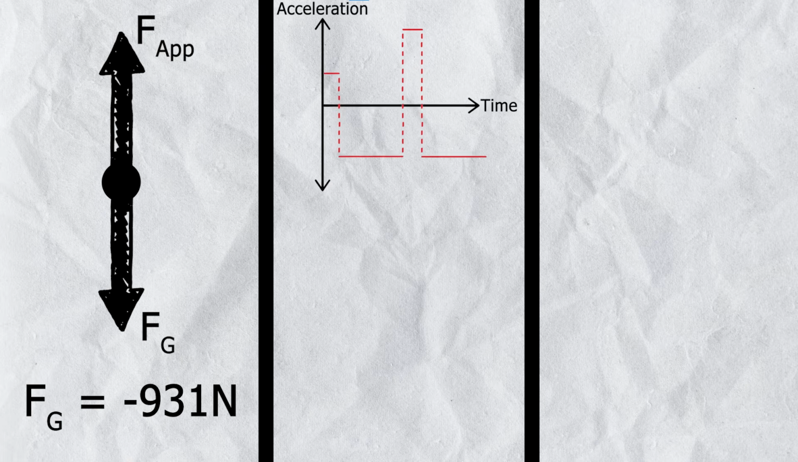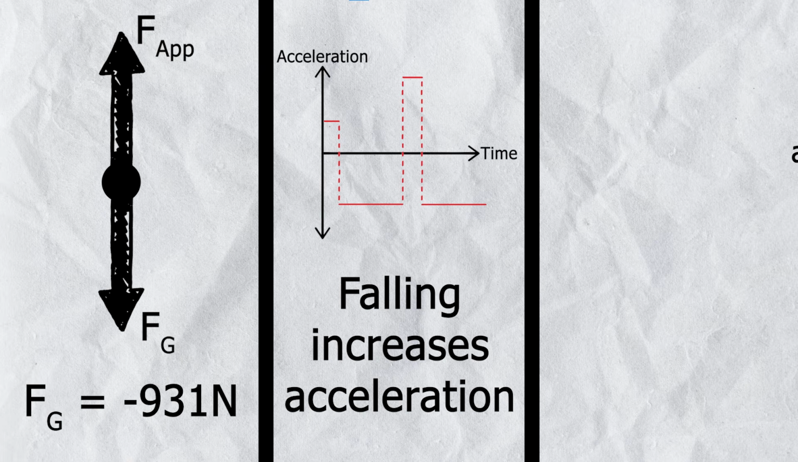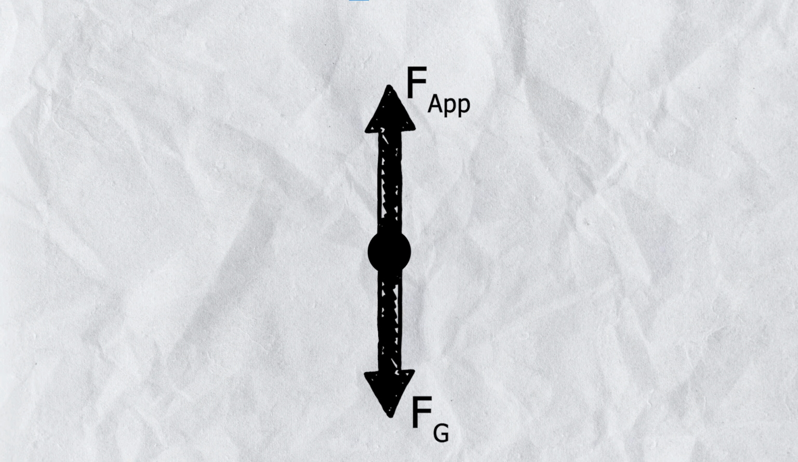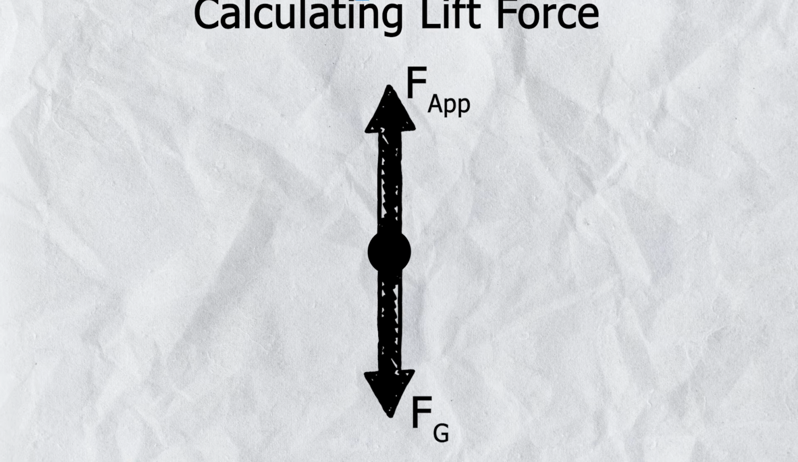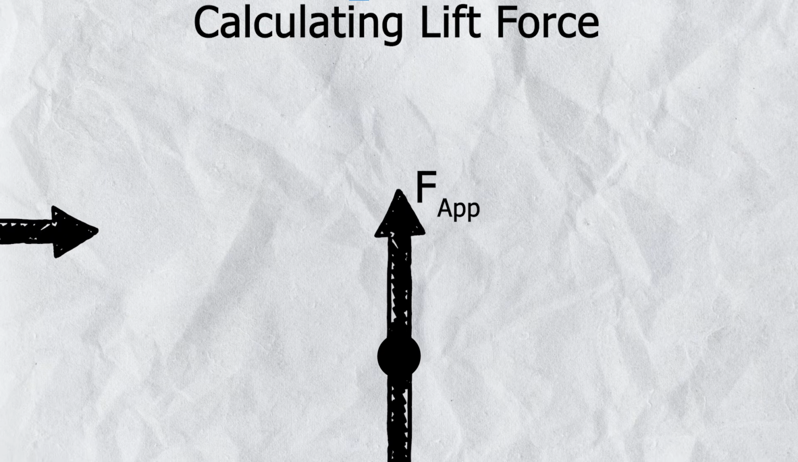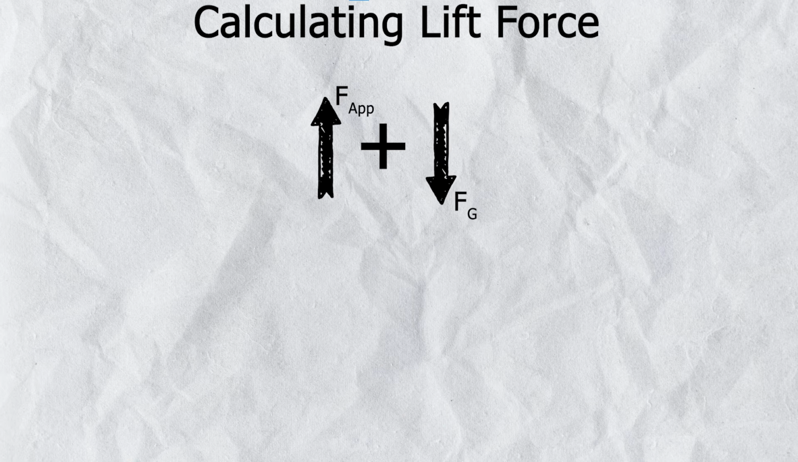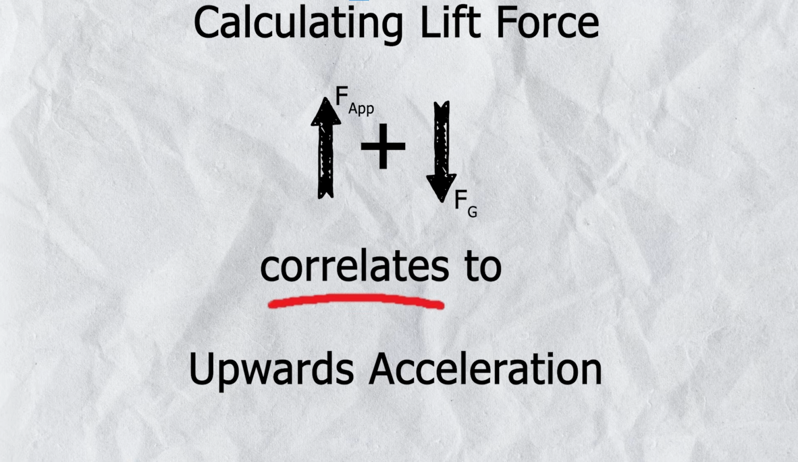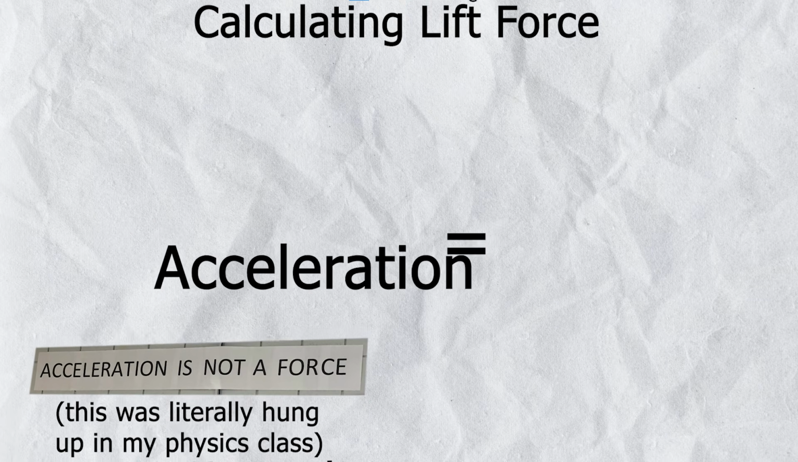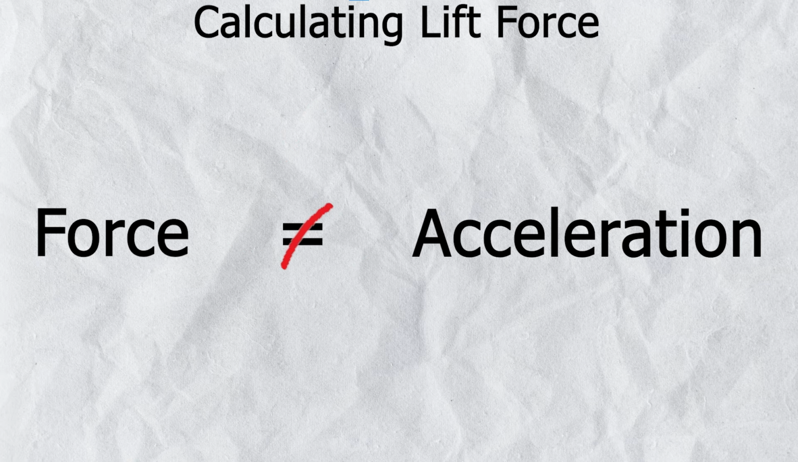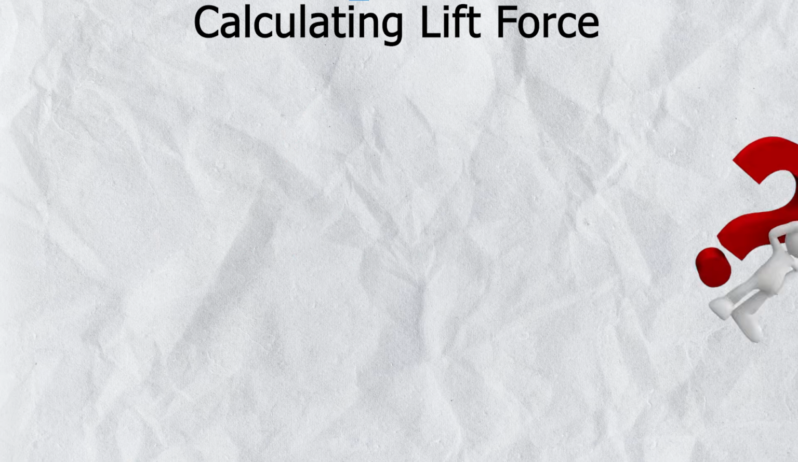Alright, so far we've calculated the gravitational force, found a way to increase Tails' acceleration, and calculated this increased acceleration. Now, let's use all of this to calculate Tails' applied force, aka his lift force. If you recall a few minutes ago when I was talking about free body diagrams, I mentioned that the lift force plus the gravitational force correlates to the upwards acceleration. Note the words correlates to. I purposely didn't use equals, because acceleration is not a force. Forces create acceleration, but they are by no means equal. So, what do we do now?